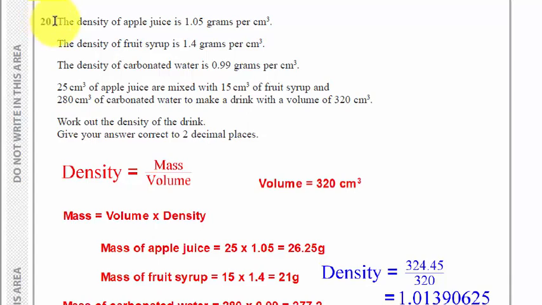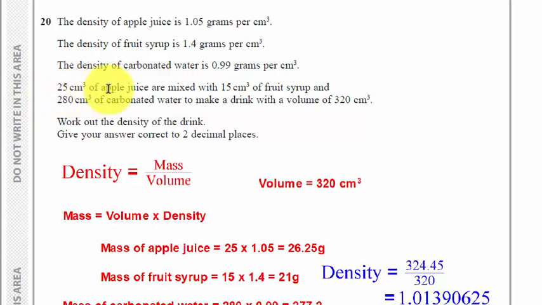Question 20. The density of apple juice is 1.05 grams per centimetre cubed. The density of fruit syrup is 1.4 grams per centimetre cubed. The density of carbonated water is 0.99 grams per centimetre cubed.